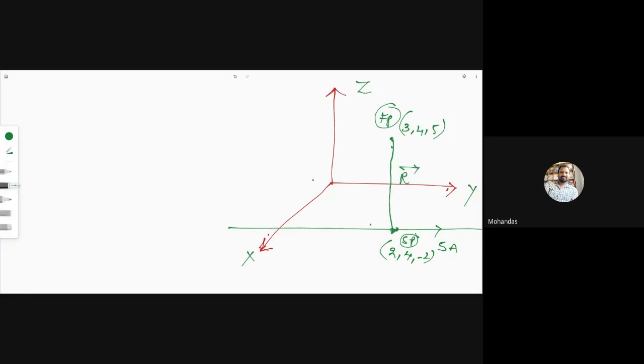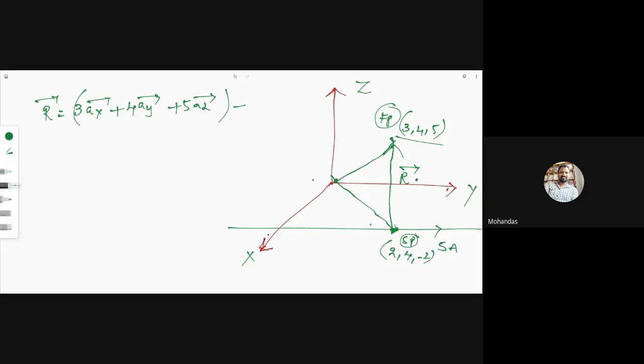Once we find the vector R, we can take its magnitude. Now tell me the vector R here. By using these points, how to find the vector R? By drawing the position vector from origin to this, and the position vector from origin to this. The field point is final and the source point is initial. Now tell me the final position vector here. 3 Ax plus 4 Ay plus 5 Az, as it is given in Cartesian. Now tell me the position vector of the source point.